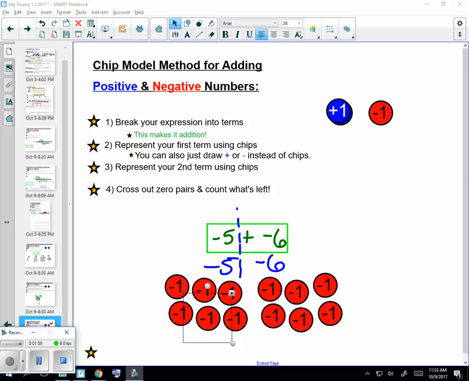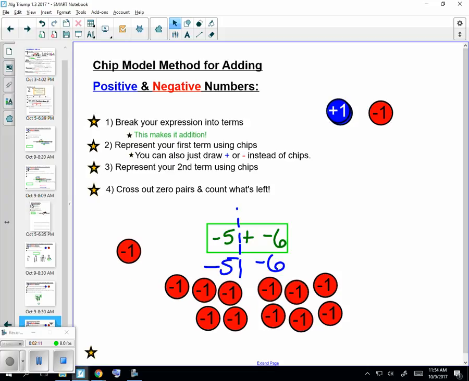Next, cross out your zero pairs. As you can see, we have no zero pairs. Nothing cancels out. That means you just count what you have left. We have negative 5, one too many. There we go. We have negative 5 and negative 6. That means negative 5 plus negative 6 is negative 11.